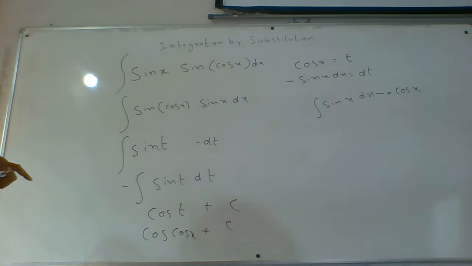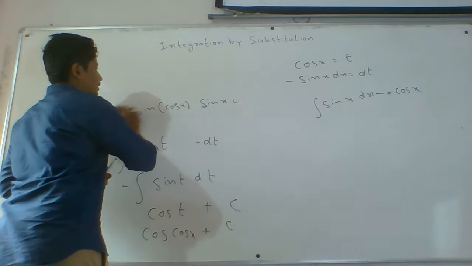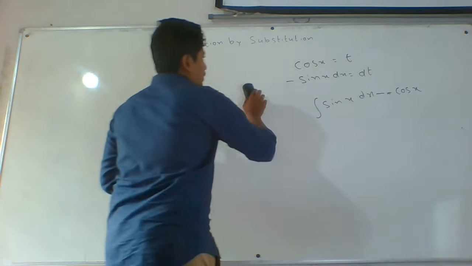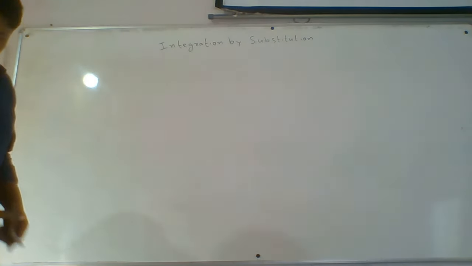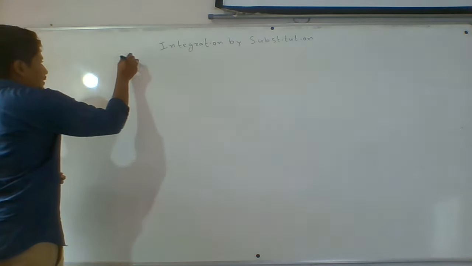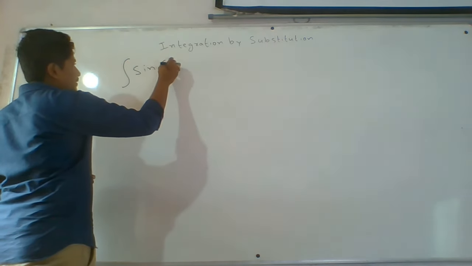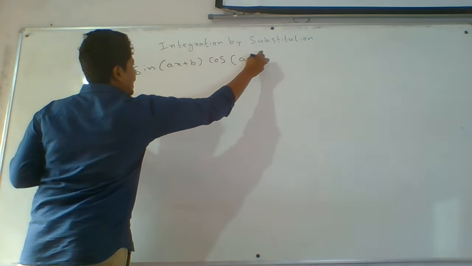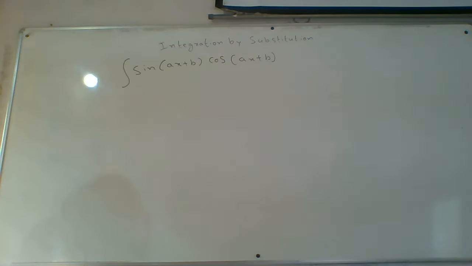Next, see the next question, fifth question. Exercise 7.2, fifth question. Integral sine of ax plus b into cos of ax plus b.